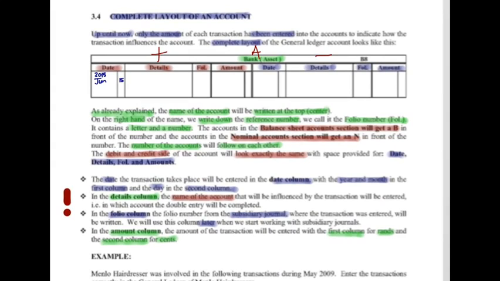Then the next column is the details column. This is where I write the name of the account that will be influenced by the transaction, to be entered in the other account. In other words, we call this the contra account details. So say for instance I'm using bank and vehicles, or bank and creditors, or bank and current income. The other account's name, that is what I would write in the details column here.